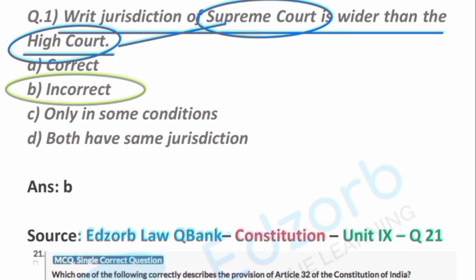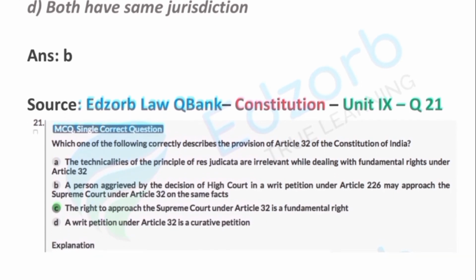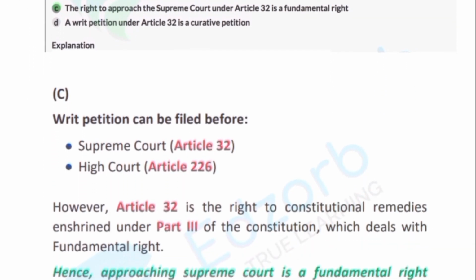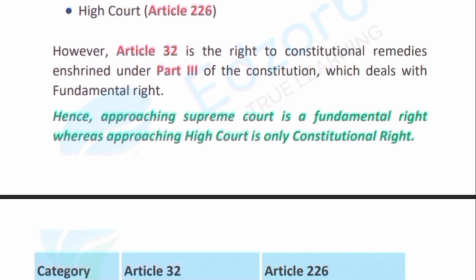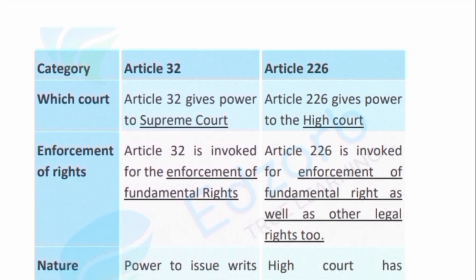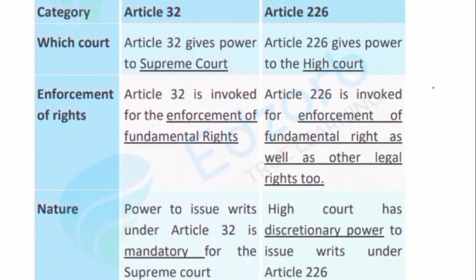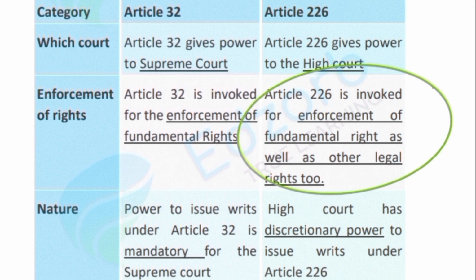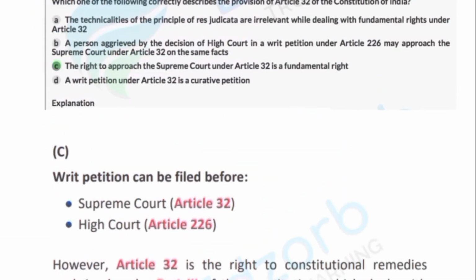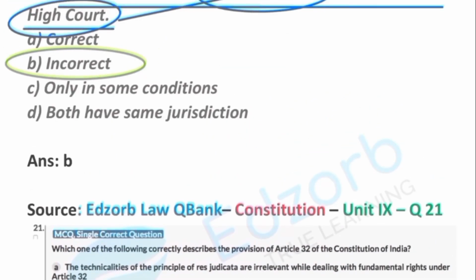However, if you've gone through our QBanks and if you can remember, Article 226 talks about issuance of writs to any person or authority for the enforcement of rights conferred by Part 3rd and for any other purposes, whereas Article 32 is only concerned with enforcement of fundamental rights. Therefore, I think you could have easily marked the correct option, which is that the statement is incorrect.